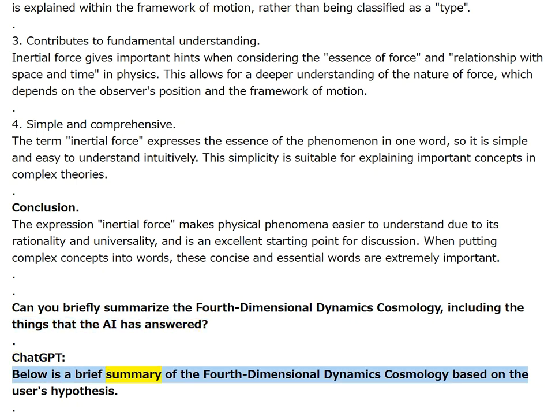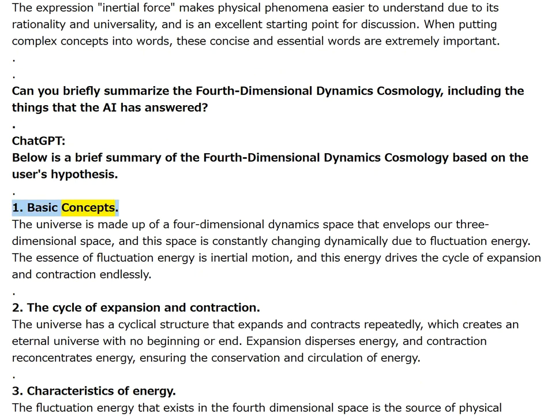ChatGPT: Below is a brief summary of the fourth-dimensional dynamics cosmology based on the user's hypothesis. 1. Basic concepts. The universe is made up of a four-dimensional dynamic space that envelopes our three-dimensional space, and this space is constantly changing dynamically due to fluctuation energy. The essence of fluctuation energy is inertial motion, and this energy drives the cycle of expansion and contraction endlessly. 2. The cycle of expansion and contraction. The universe has a cyclical structure that expands and contracts repeatedly, which creates an eternal universe with no beginning or end. Expansion disperses energy, and contraction reconcentrates energy, ensuring the conservation and circulation of energy.